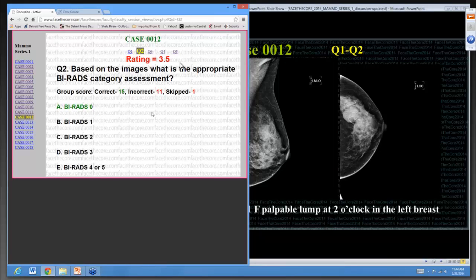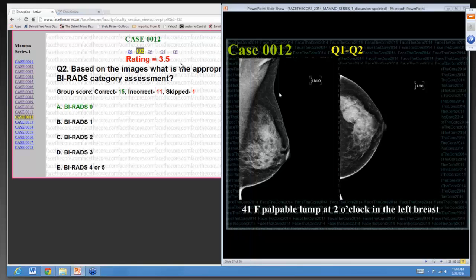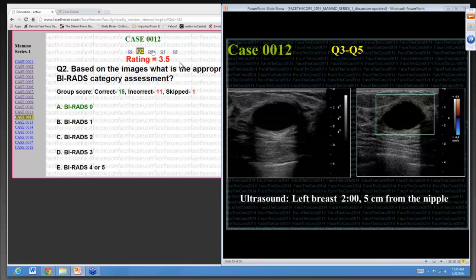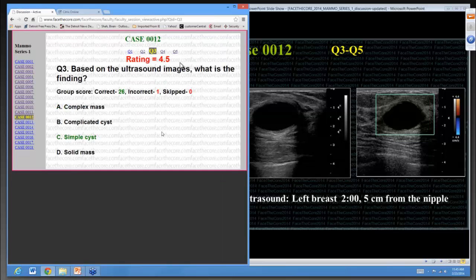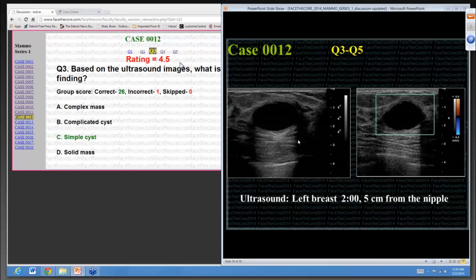Based on the images, what's the most appropriate BI-RADS category? One would give this a 0 if one wanted further workup, either additional views or an ultrasound. The ultrasound images are for questions 3 to 5. What is the finding? That is a simple cyst. The majority of you got that answer right. It's an anechoic mass. The simple cyst is anechoic, has through transmission, posterior enhancement, imperceptible walls, and no internal vascularity.